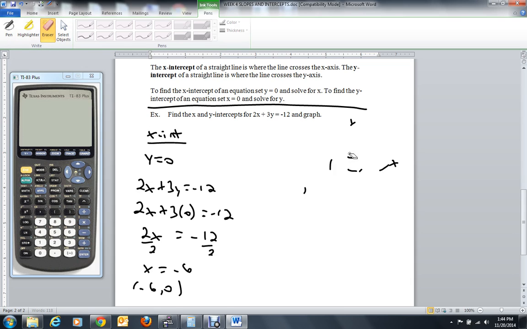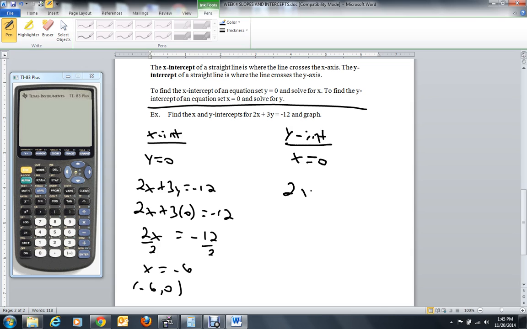And now I want to find the y-intercept. Did you know I like to use this eraser? It's kind of fun. Now to find the y-intercepts, I got sidetracked just then. You want to let x be 0, because we need to know what y is.